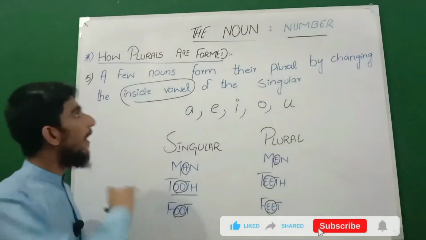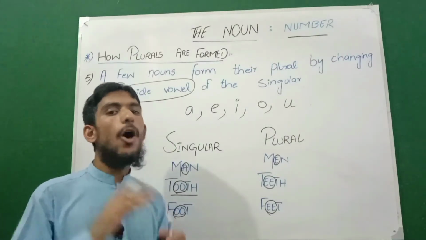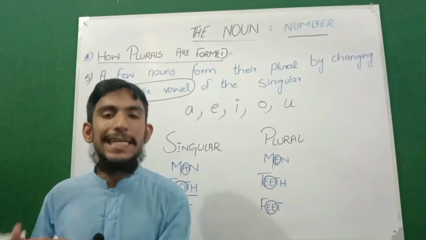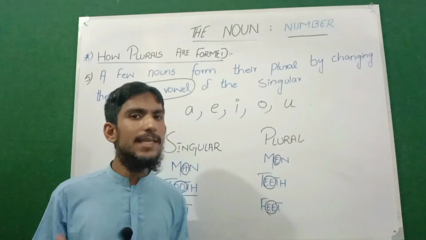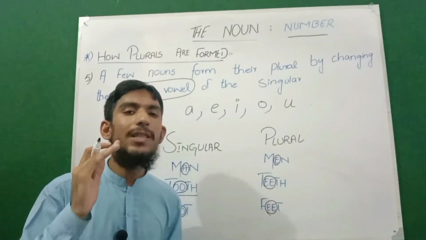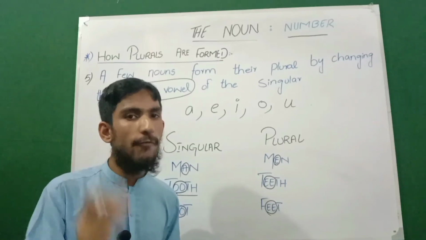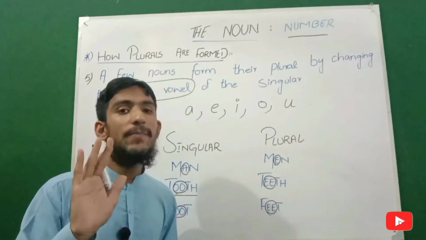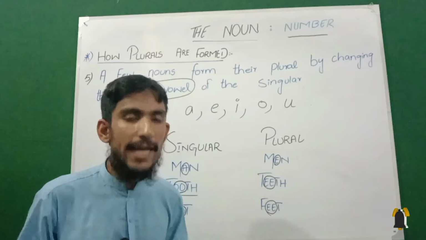So a few nouns form their plural by changing the inside vowel of their singular: from man to men, from tooth to teeth, from foot to feet, from mouse to mice. All these are examples where we only change the inside vowel of the singular. As a result, their plurals are formed. Up till now we have discussed five techniques of how plurals are formed from the singular. Now we will discuss further techniques as well.